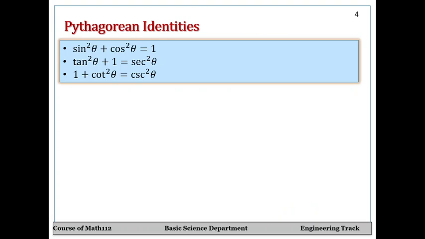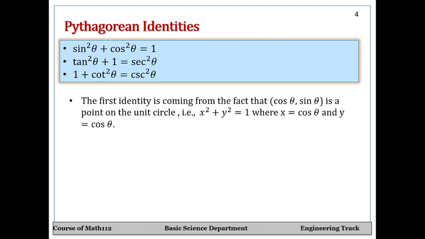There are also some other ways to show them. We can also use the unit circle, with cosine theta, sine theta as the point, and obviously cosine theta squared plus sine theta squared. The distance from 0, 0 to cosine theta, sine theta will be equal to 1. So we can write it this way: cosine squared theta plus sine squared theta is equal to 1.